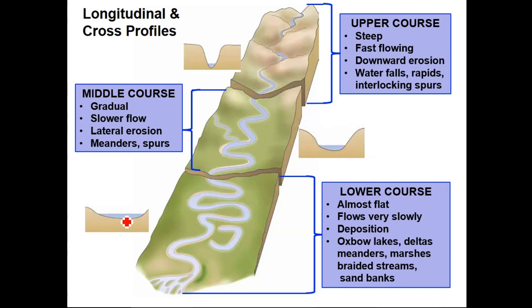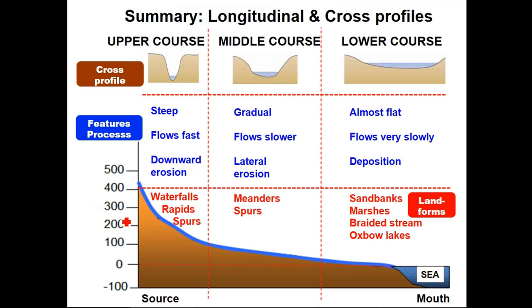Okay, right. So to summarize, educators and learners, this is to me a lovely summary of the longitudinal and the cross profile, and everything that I've explained to you is summarized in this little sheet of paper that you've been given, right? So cross profile, we can ask you what the main degradation processes are. Remember we said, our easy marks: is it steep, gradual, almost flat? How's the water going to run? Slower and very slow. What are the landforms that I'm going to find there, and so forth.